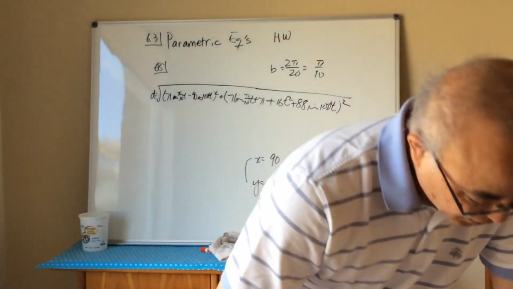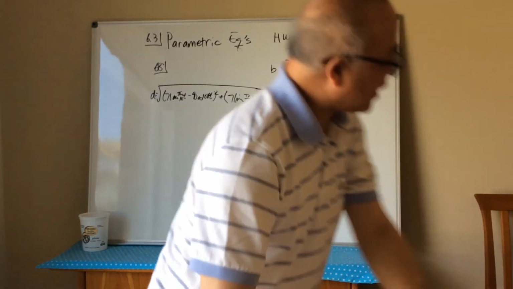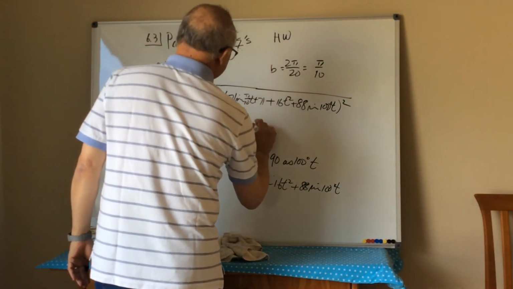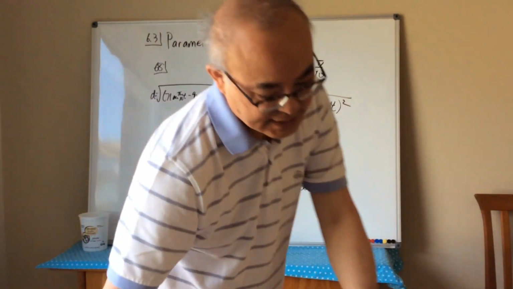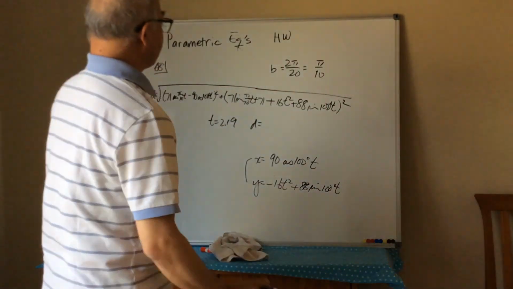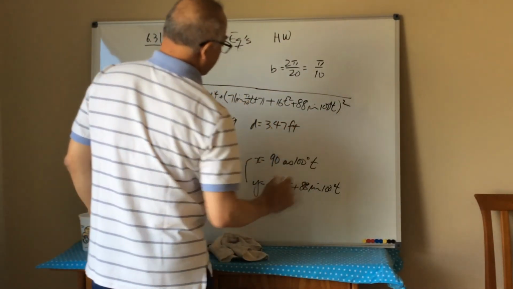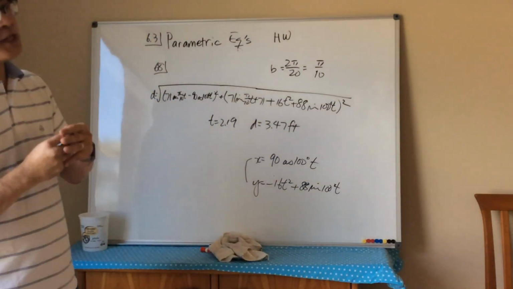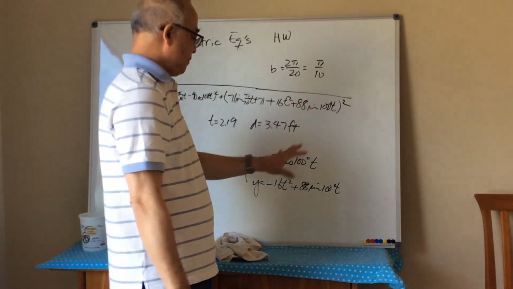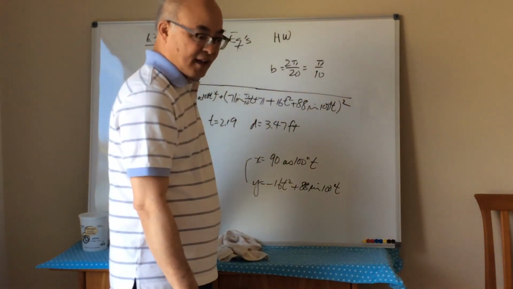And if you graph it, you'll find out that there is a minimum at t is equal to 2.19. Your d, the minimum distance, is going to be about 3.47 feet. Okay? So this is a combination because you combine the Ferris wheel with the ball throwing. Interesting question. All right? And that's it.